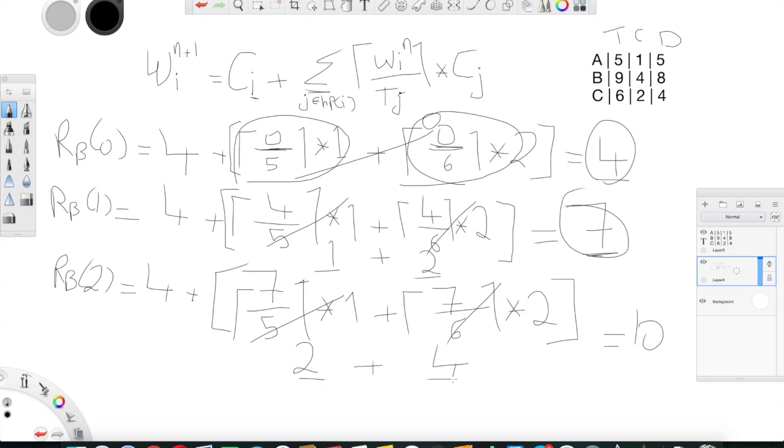Okay, so 2 plus 4 is 6, and 6 plus 4 is 10. So we have here 10. We check: is 10 equal to 7? No, it is not equal to 7. We check the last two iterations, they are not equal.